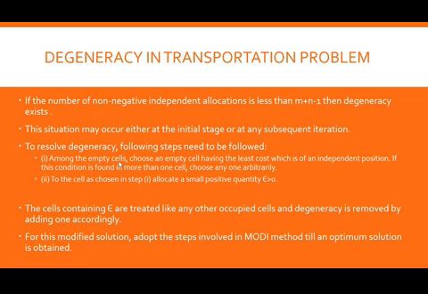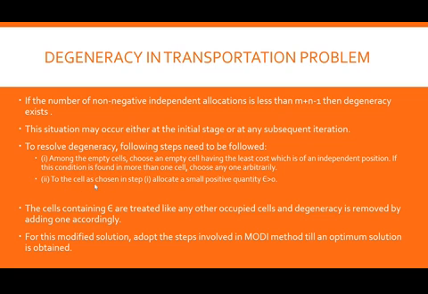Among the empty cells or among the non-allocated cells, choose an empty cell having least cost. Out of all the non-allocated cells, pick one cell which has the least cost, which is of an independent position. If you have more than one such cells which has a minimum cost, then arbitrarily you can select any one of them, right? If this condition is found in more than one cell, choose any one arbitrarily. So you have chosen one cell in step 1.